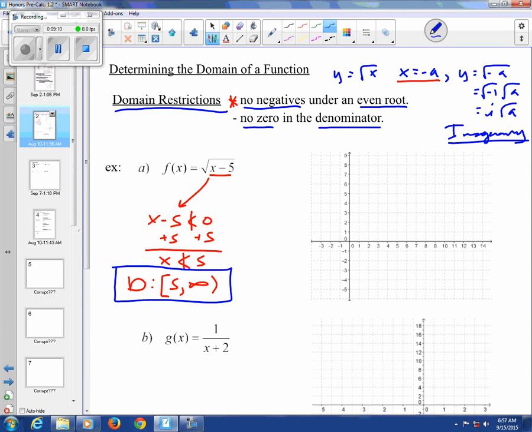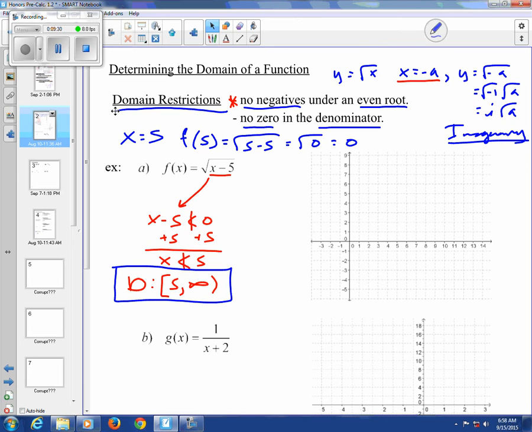That would be the domain of this function. In general, we want to think about whether we can have an x value that will give us 0 under an even root. So if I plug in 5, I'd have f of 5 equals the square root of 5 minus 5, which is the square root of 0, which is 0. So in general, it's not 0 that we're worried about under an even root, because the square root of 0 is 0. That's a real number. It's any negative number under an even root that's going to give us an imaginary number, and that's what we have to watch out for.